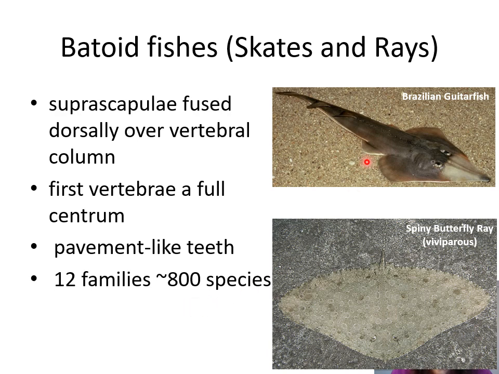And this, again, is to show you some diversity. We've got the Brazilian guitar fish here. You can see those fins are fused with the head, showing that we are a ray. We've got the eyes and the spiracle on the top, the gills underneath, again showing us that we're a batoid, and then an elongate body in the back.